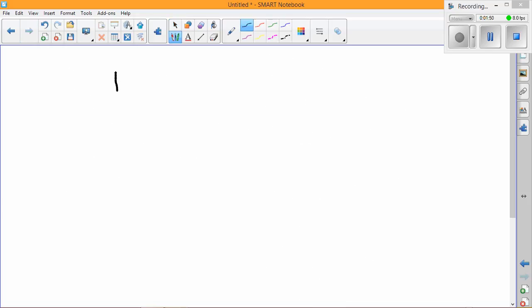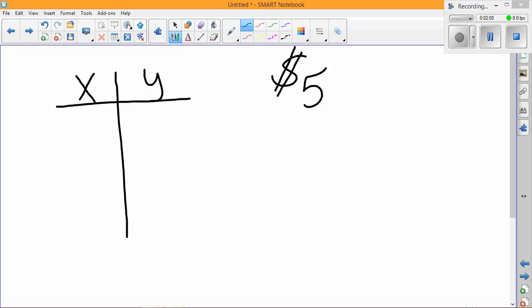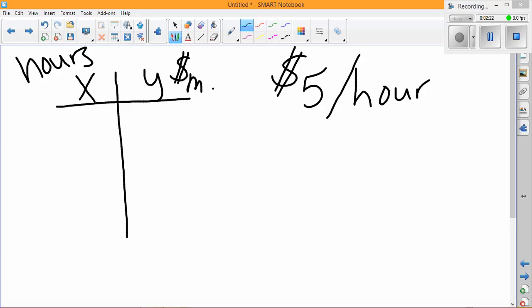So if I make a chart and create some x and y's, let's pick a constant to start with. So if I'm getting paid to babysit, I might get paid $5 per hour. And we can represent this in a table with the x values being the hours we work and the y values being the money that is made.